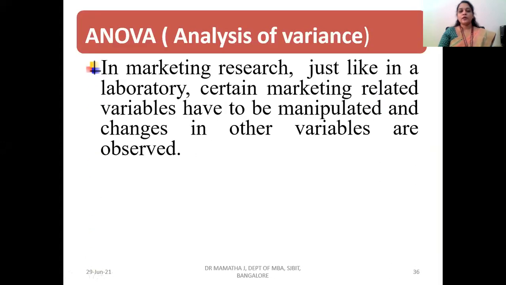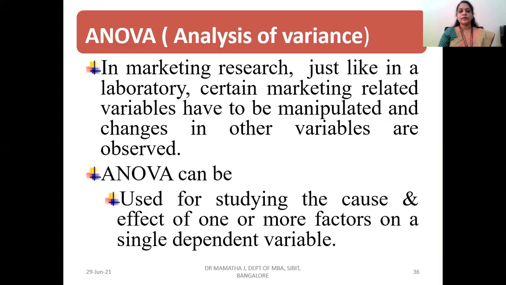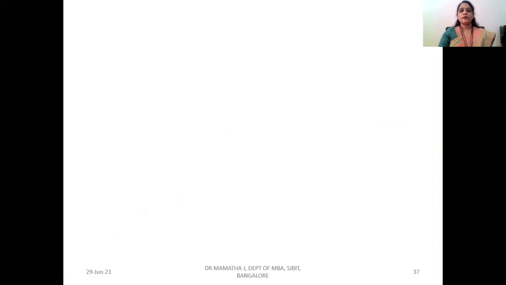Coming to ANOVA, ANOVA means analysis of variance. In marketing research, just like in a laboratory, certain marketing related variables need to be manipulated, and the changes in other variables have to be observed. Then we use ANOVA. ANOVA can be used to study the cause and effect of one or more variables or factors on a single dependent variable.